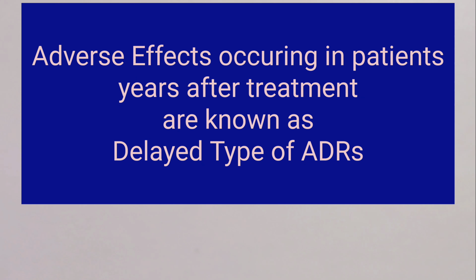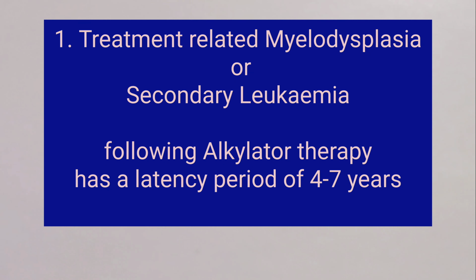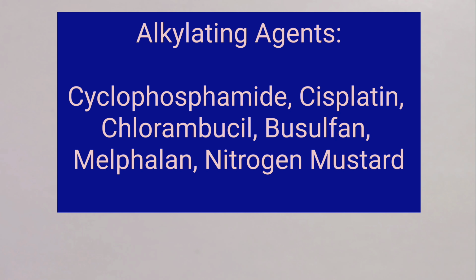Next we move on to type D or delayed reactions. Adverse effects occurring in patients years after the treatment are known as delayed type of adverse drug reactions. Treatment related to myelodysplasia or secondary leukemias following alkylator therapy usually has a latency period of 4 to 7 years. These alkylating agents include cyclophosphamide, cisplatin, chlorambucil, busulfan, melphalan, nitrogen mustard.